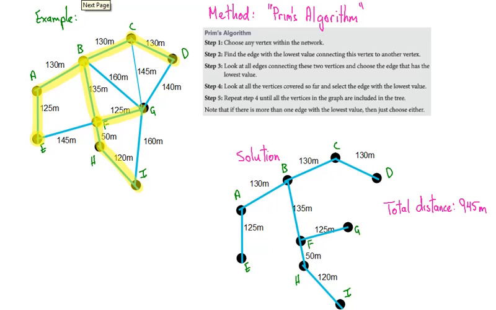And then once you've done your minimum spanning tree, you can then redraw it as a subgraph so you can clearly see what is going on. And the answer is the total distance is 145 meters.